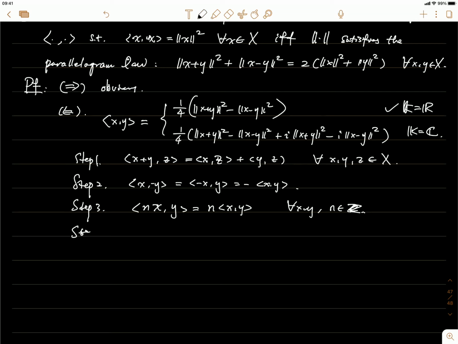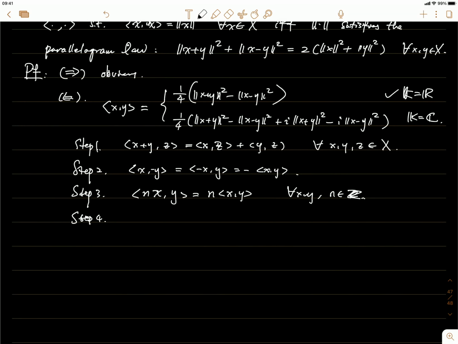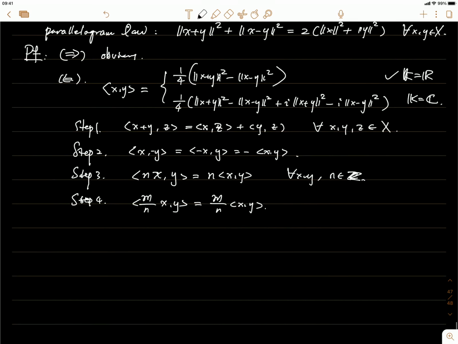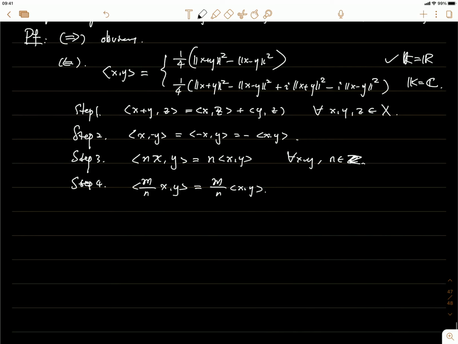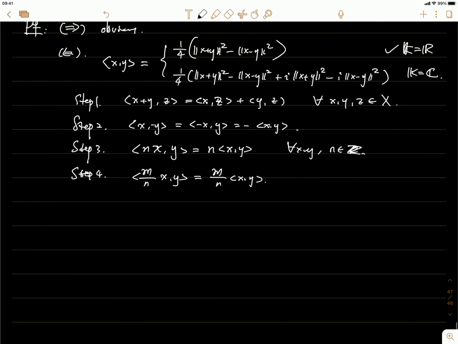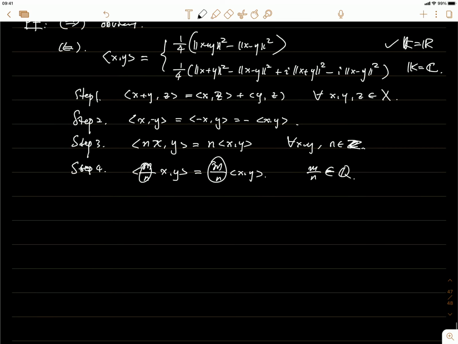Okay, and the step 4 is to show that for any rational number, this is true. Okay, so that's not difficult to show. So that's one step you want to show. Then this shows that it works for all the rational numbers. And then finally, you show this linearity.